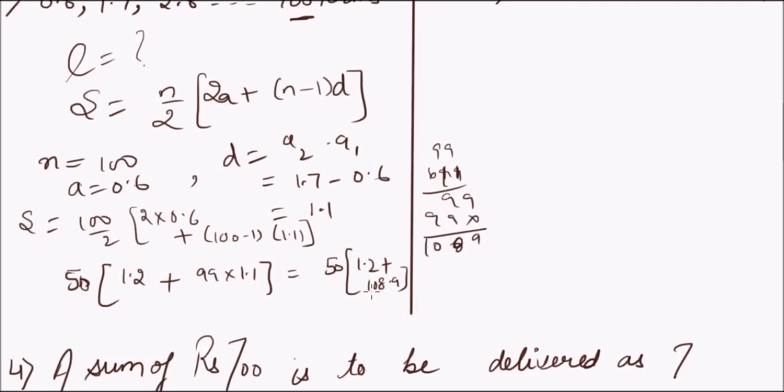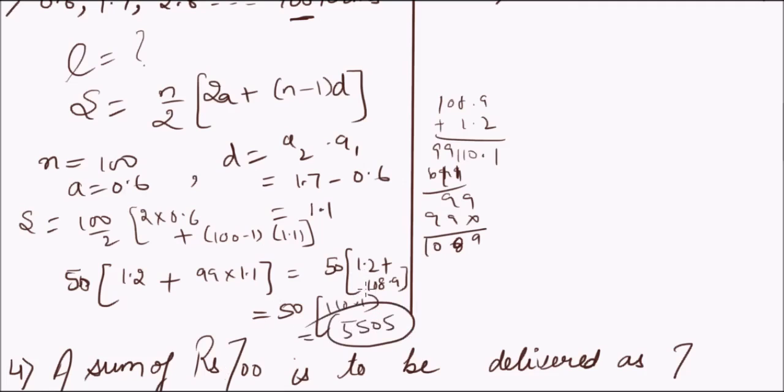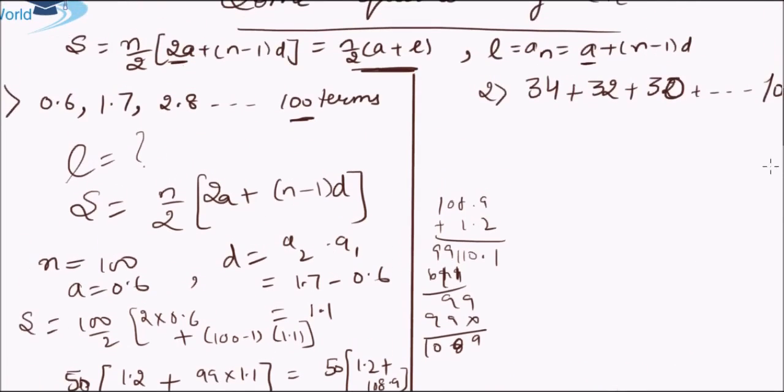Thus we have over here 50 and 108.9 plus 1.2, which is 110.1. The product of these two terms is 5505. Thus the required sum is 5505.